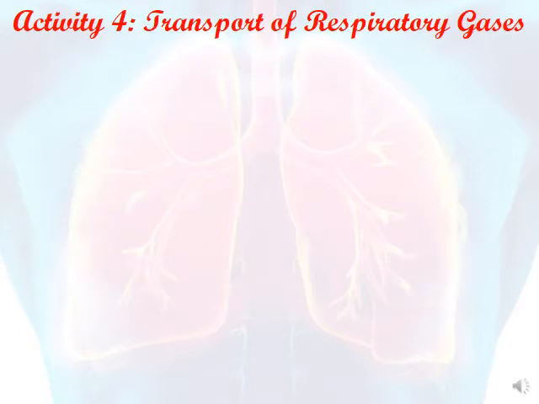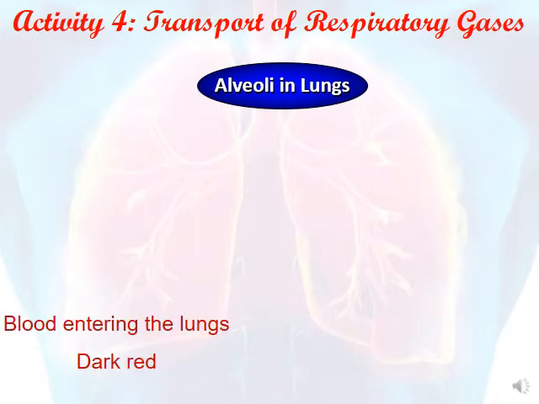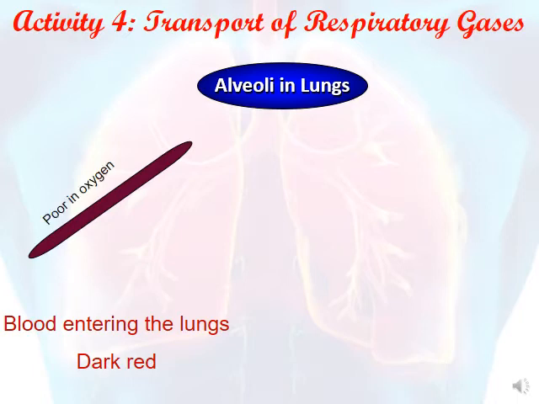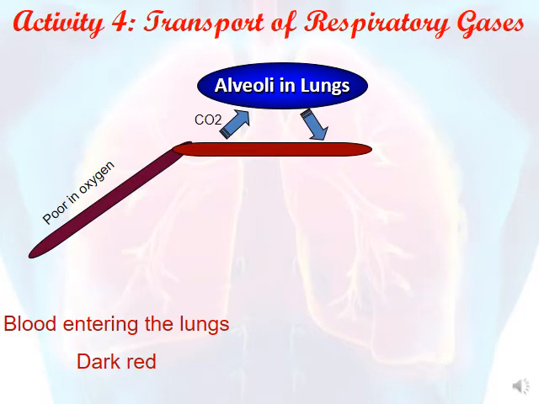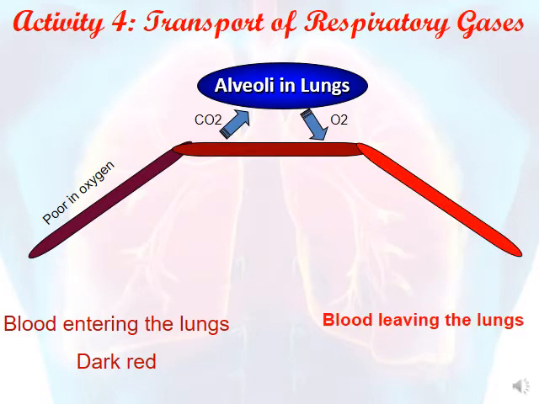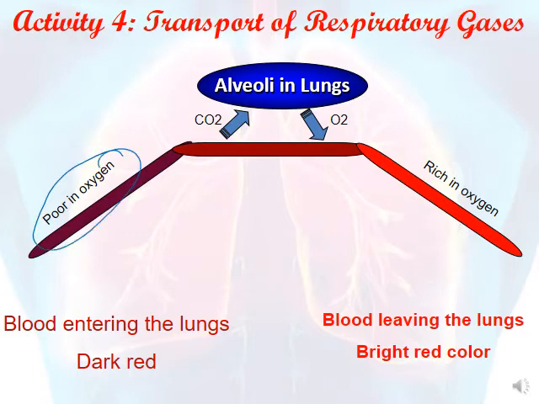Activity 4, transport of respiratory gases. In this figure, we have blood entering the lungs. The blood entering the lungs has a dark red color. Why? Since it's poor in oxygen gas. Whereas blood leaving the lungs is going to be bright red in color. Why? Because it's rich in oxygen gas. So as you see here, it is poor in oxygen. That's why it's dark red in color.